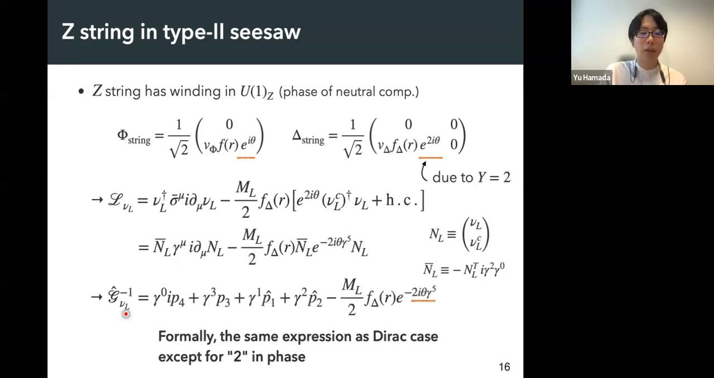And from this, we can write down the Green's function for the left-handed neutrino. Then we get this expression. And the nice point is that formally, this expression is completely the same as the case of the Dirac fermion coupled to the NO string, except for the 2 in the phase coefficient here. If this is 1, then it is completely the same as the Dirac fermion. But now we have 2 here, though it is formally almost the same as the Dirac fermion.